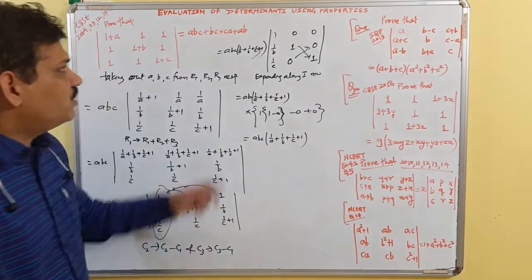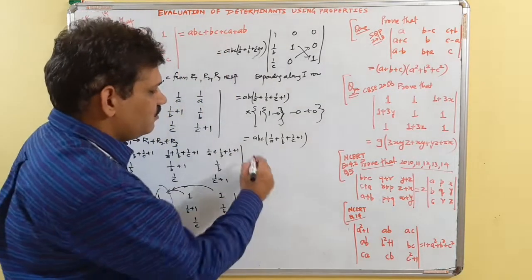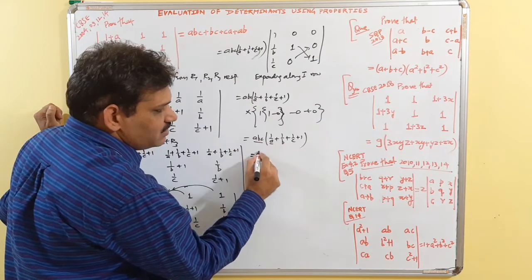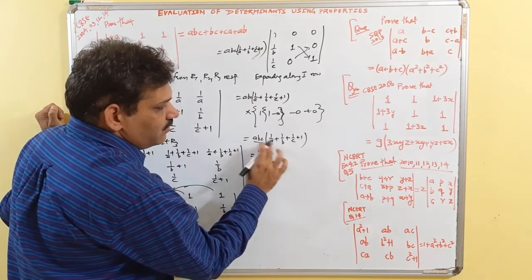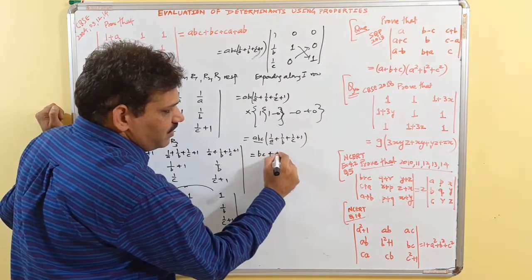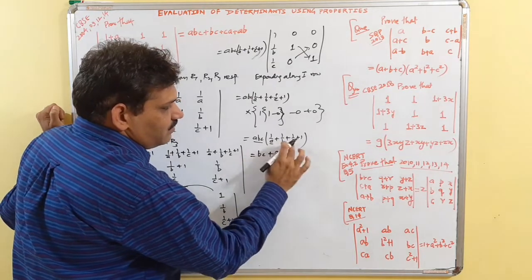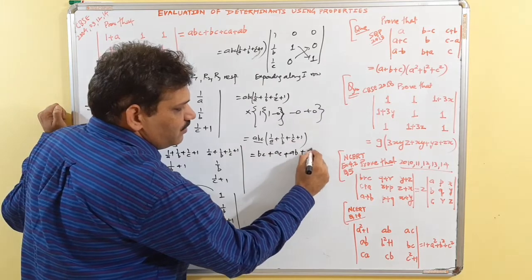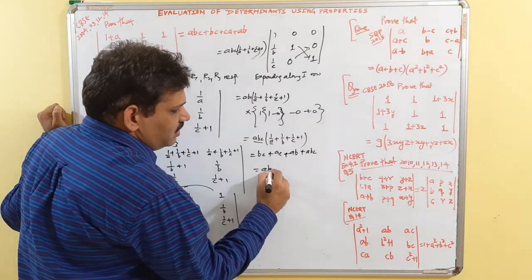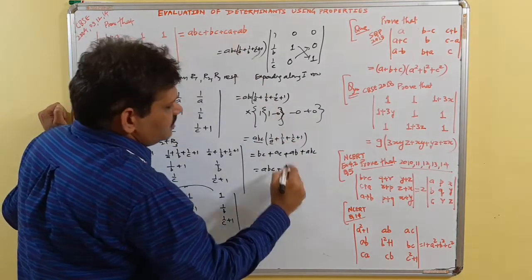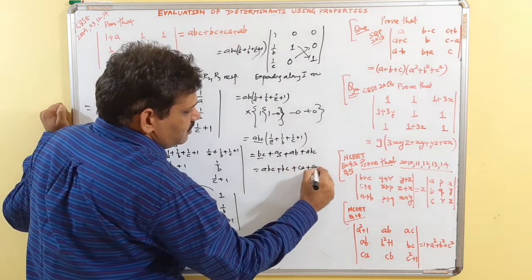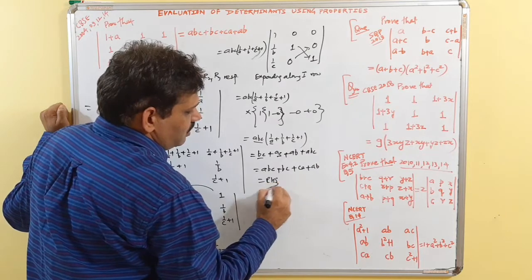So if I multiply A, B, C with all the four terms, what I get is A, B, C into 1 upon A will be cancelled out, so B, C, plus, if I multiply it with this, B will be cancelled out, A, C. ABC multiplied by 1 by C will give me AB, and ABC multiplied by 1 will give me ABC. So that is ABC plus BC plus CA plus AB is the right hand side.